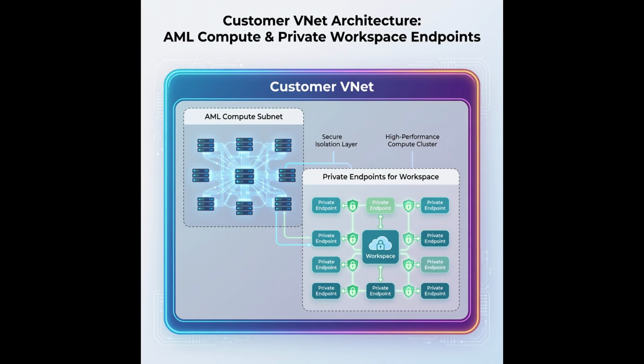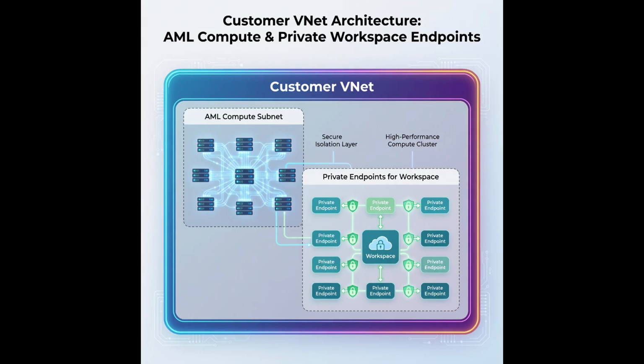The supporting private endpoints. When you disable public access to the workspace, all the resources the workspace depends on also need private endpoints. The storage account, the key vault, and the container registry each need their own private endpoint in the VNet. This is why private workspace deployments require more upfront networking work, but the security model is much cleaner. No traffic ever traverses the public internet.